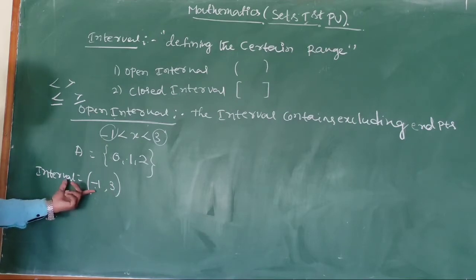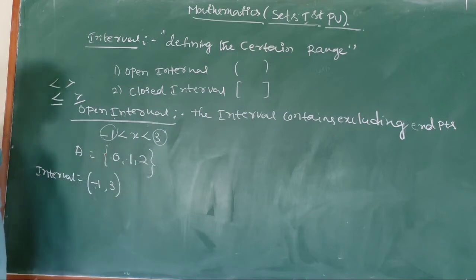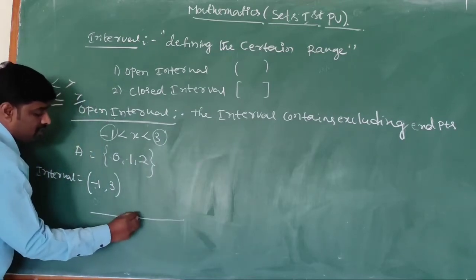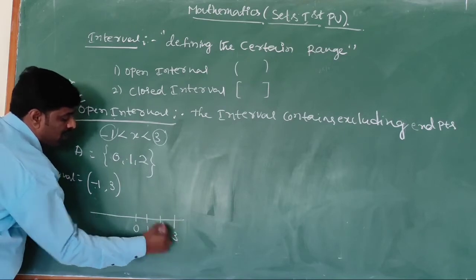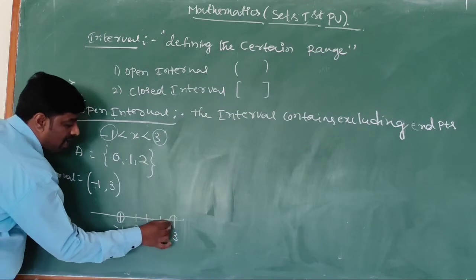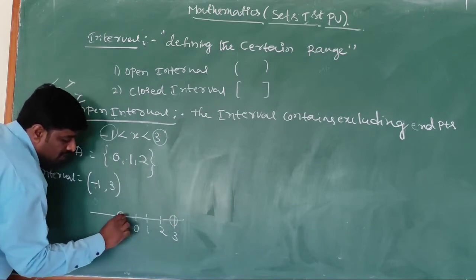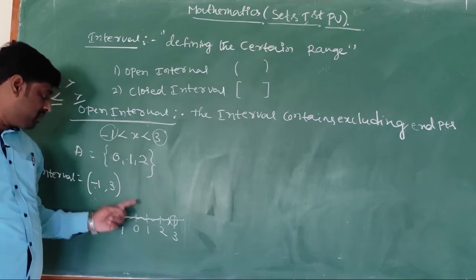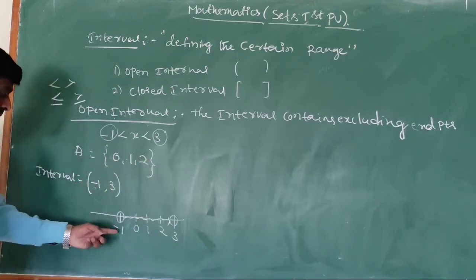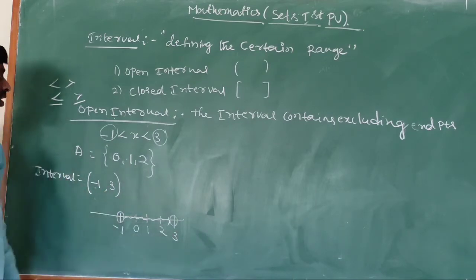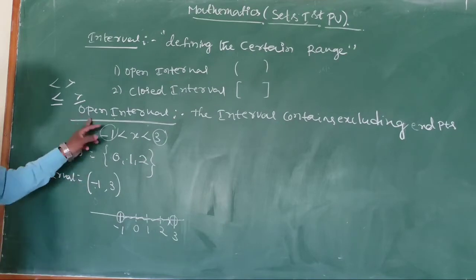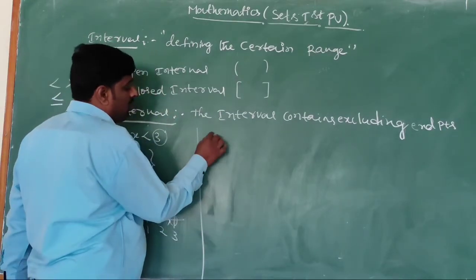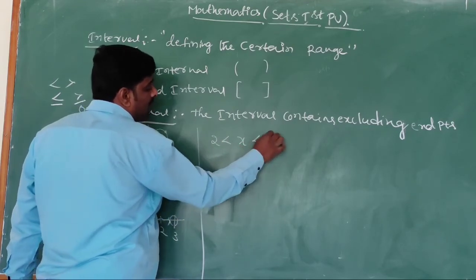Here, excluding minus 1 and 3, what are the remaining elements? 0, 1, 2. For this interval we have to write the number line. On the number line, this is 0, 1, 2, 3, and this side minus 1. We should leave these circles at minus 1 and 3 open and shade the remaining, because excluding minus 1 and 3, the remaining elements are 0, 1, 2. So minus 1 is open, 3 is open. This is called an open interval. Open interval means the interval contains excluding endpoints. Sometimes we have 2 less than x less than 5.